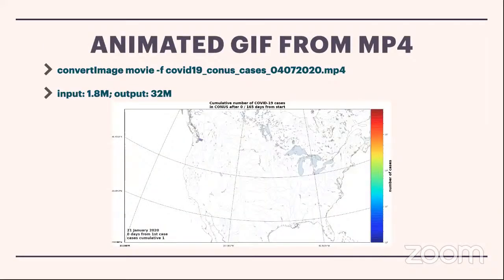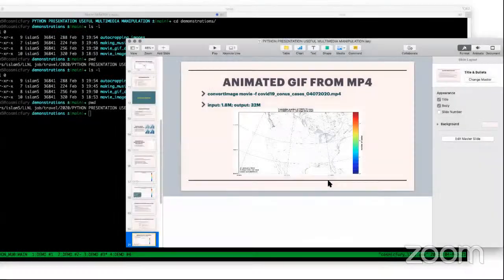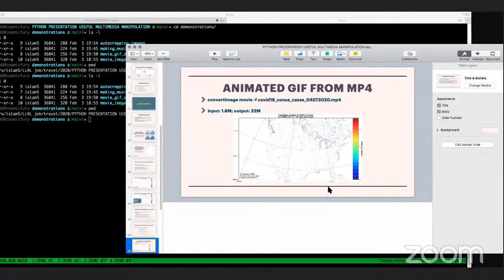One problem, though, I don't know if you guys have seen this before, but the animated GIF is generally a lot larger than the input file that you start out with. In this case, the input file was about 1.8 megabytes in size, but the output animated GIF is about 32 megabytes in size. And some more inside baseball before I go into the demo.